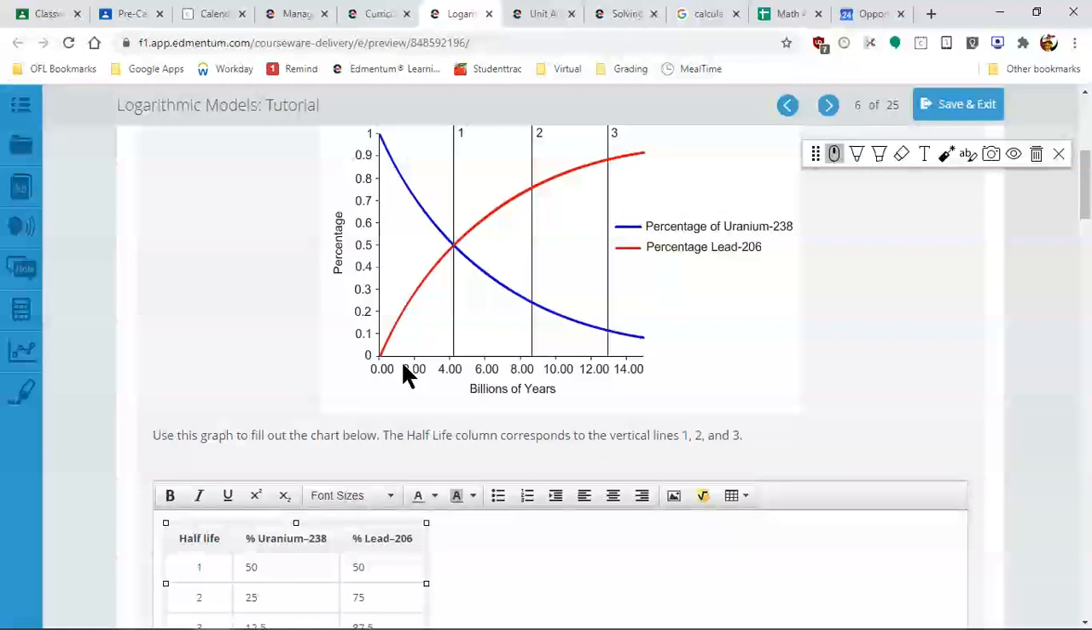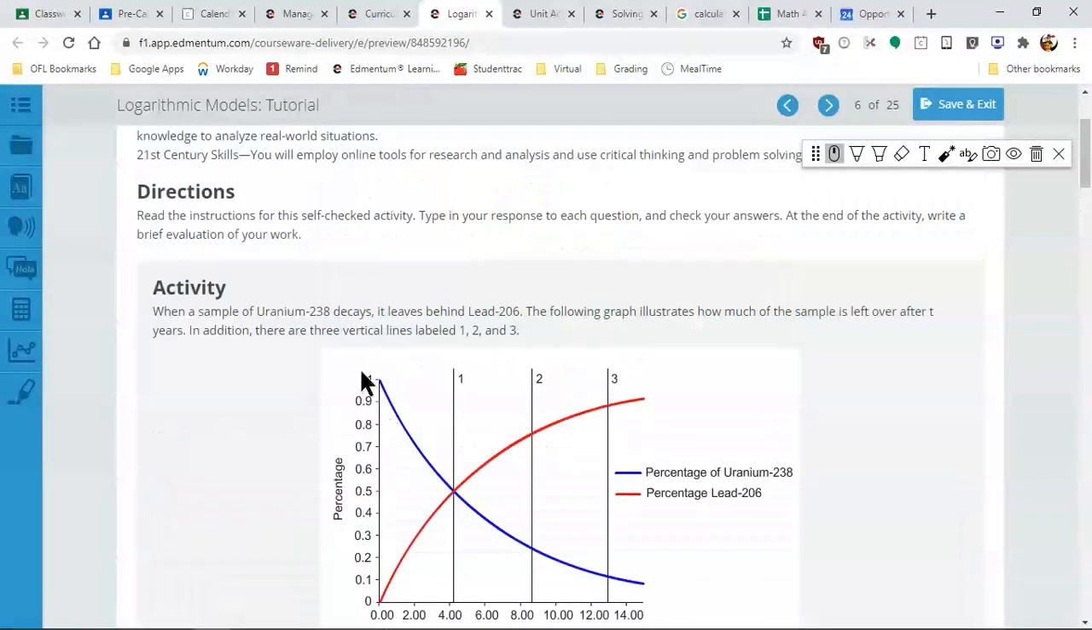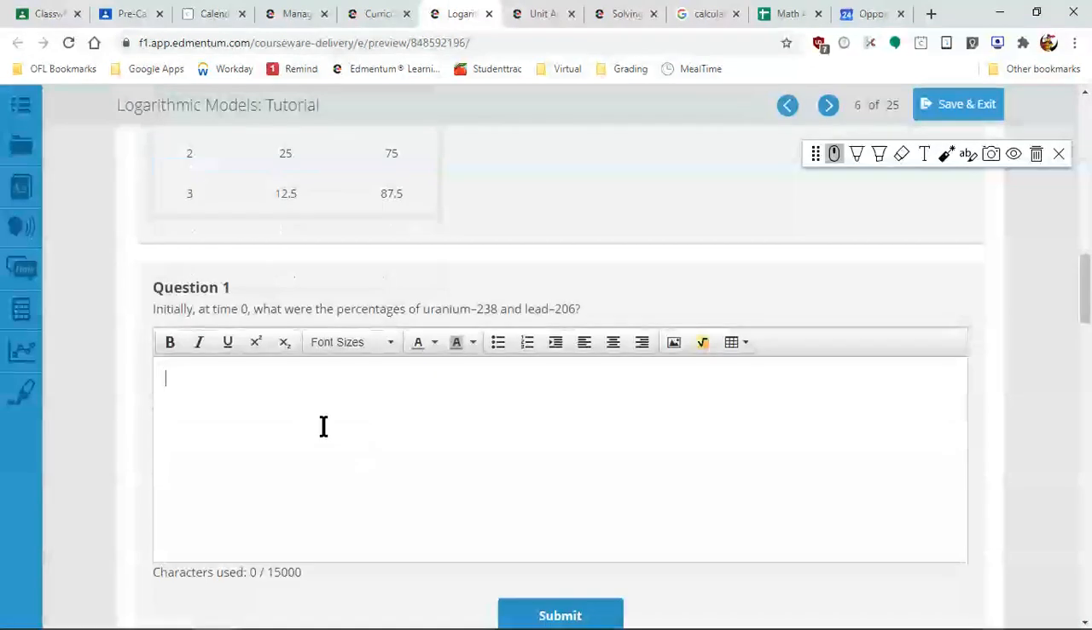So then here, initially at time 0, what is the percentage of uranium and lead? Well, we don't have any lead, so we're going to start at 0. At the beginning, we only have uranium. So what we're going to do here is we're going to say when we start off, we have 100% uranium and 0% lead.